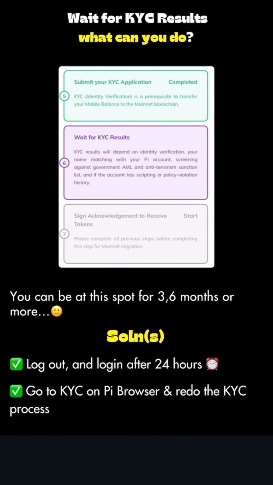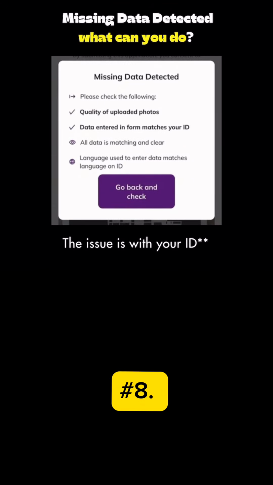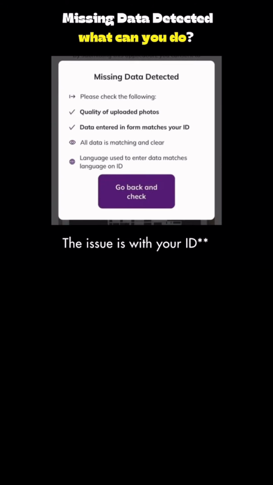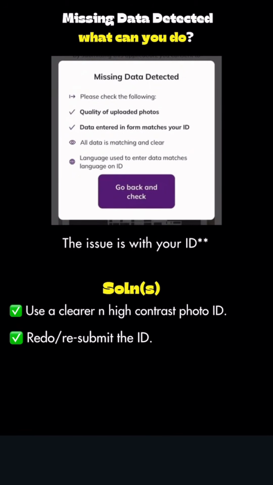All right, so let's continue. What happens if you are being told that there is a missing data detected? Now, what can you do? First of all, this issue is with your ID card, the ID card that you submitted. That is why you are being told that there is a missing data detected. The solution to this is that you want to take a clearer, high contrast photo of your ID card and resubmit, and this is going to clear off.